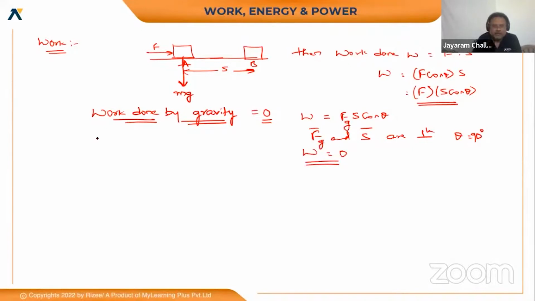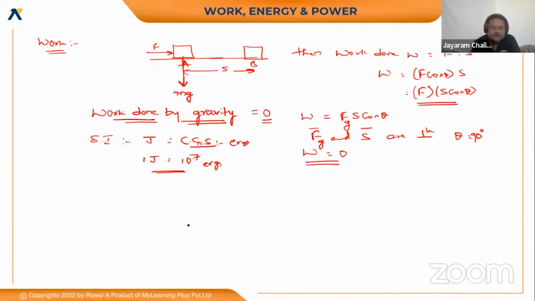The SI unit for work is the joule, and the CGS unit is the erg. What is the relation between them? 1 joule is equal to 10 to the power of 7 ergs. So please be careful with the conversion here.